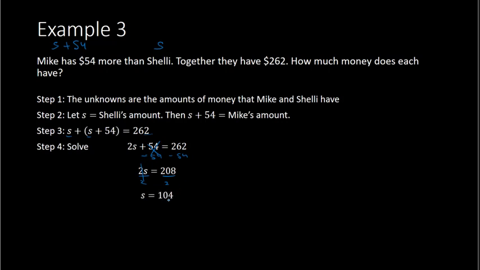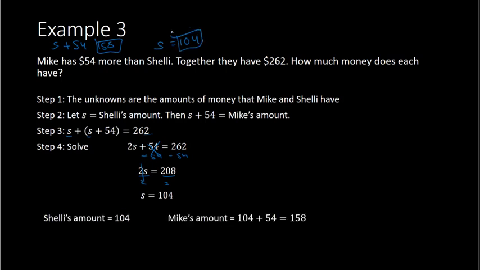So I have solved where Shelley's amount, or the S value, is 104, which means Mike's amount is 54 more than that, which would be 158. So my solution is 104 and 158. And I can double check by plugging things back in, and I see that Mike has 54 more than Shelley, so that is correct with my answers. And if I add them together, I would get 262. So that is the correct solution.